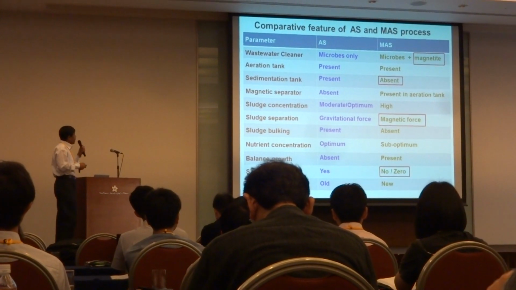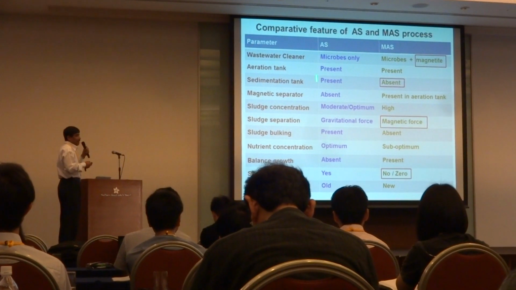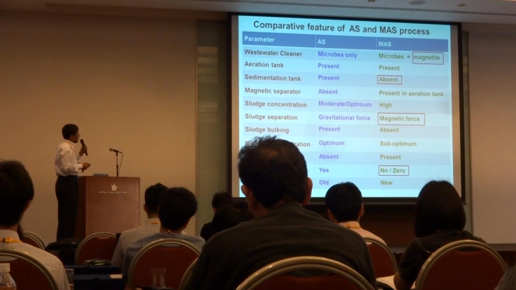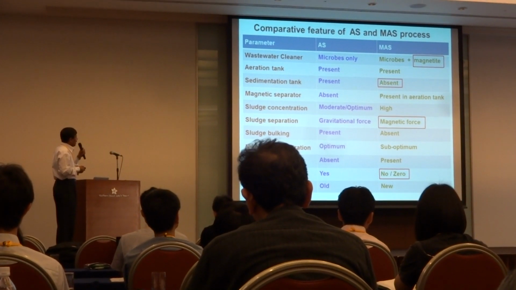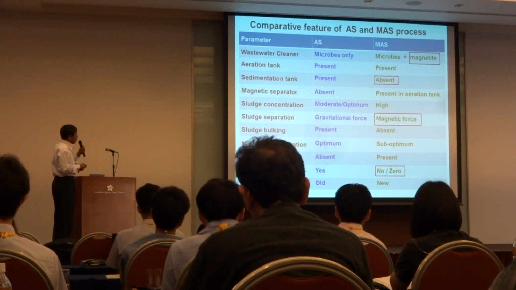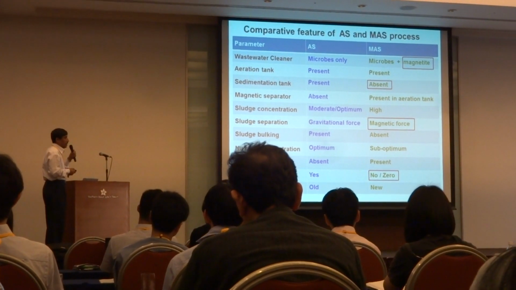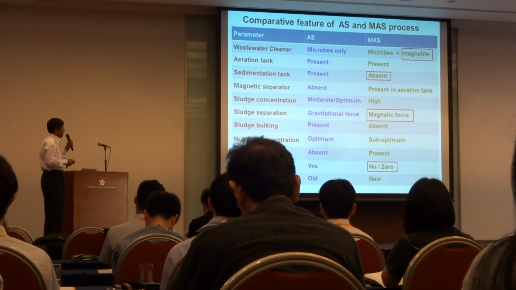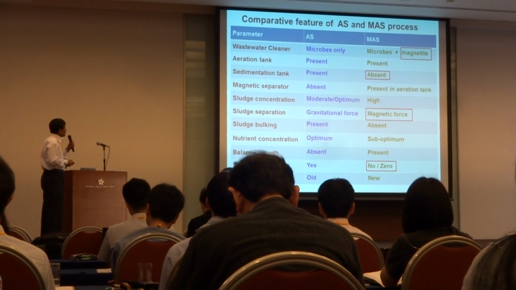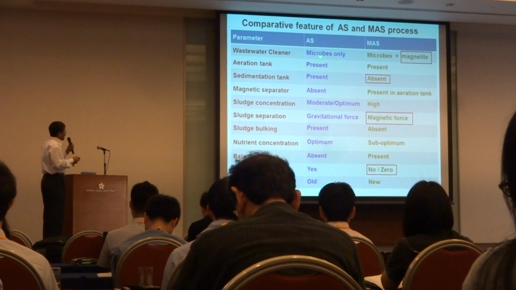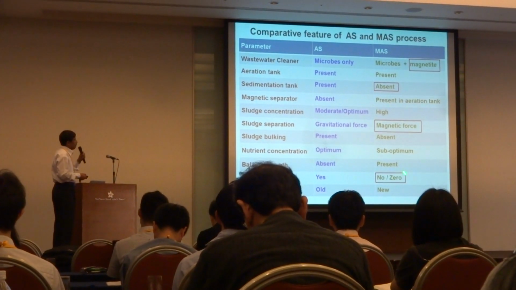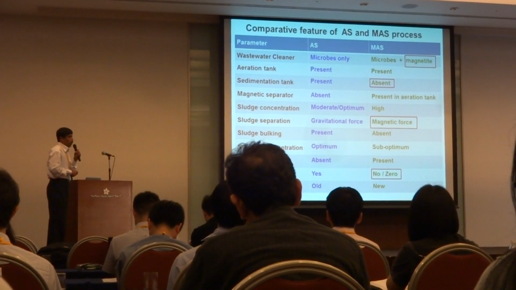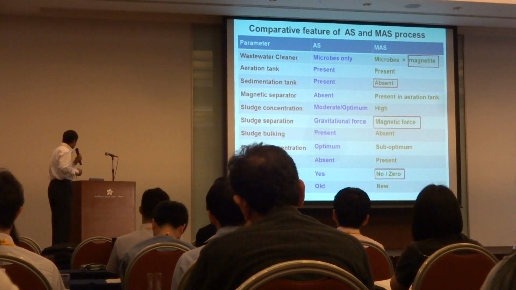In brief, this is the comparison of the conventional process and this is the magnetic activated sludge process. Here we use magnetite, the sedimentation tank is absent, and for the sludge separation process, in the conventional process it is gravitational force, but in the magnetic activated sludge process, it is magnetic force. One advantage is that in the case of sludge emission, AS has it, but in the case of MAS, there is no sludge emission. We call it zero emission. So it is very environmentally friendly.